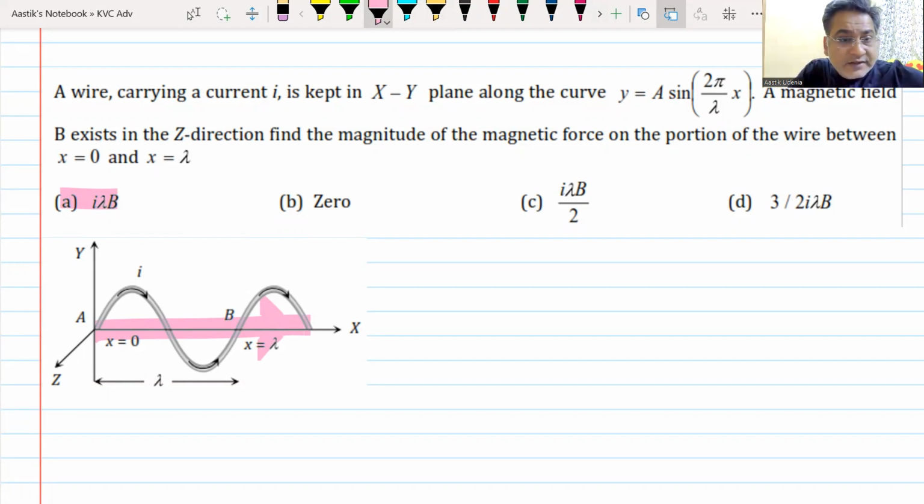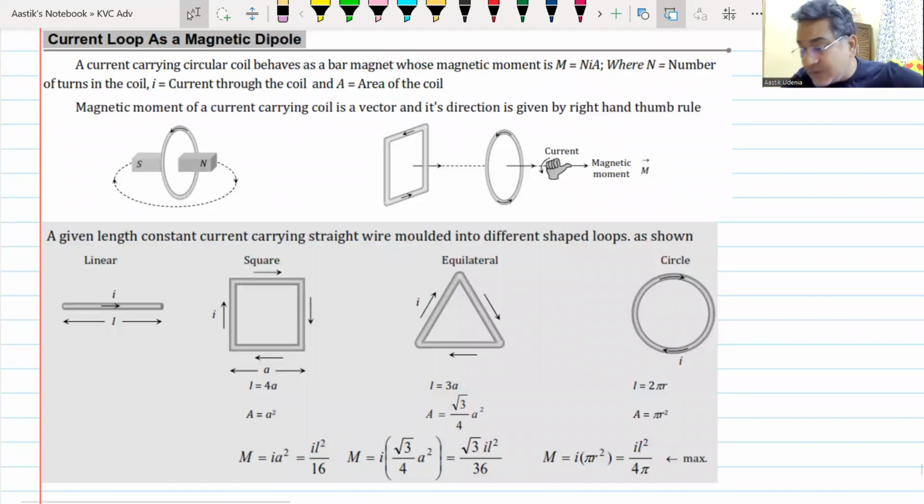Then you move on to the next topic, which we have already covered: current carrying loop as a magnetic dipole. Do we remember this? Yes, sir. A current carrying wire or loop produces a magnetic field, so it can behave the same as a dipole. How do you find the dipole moment? NIA. Do we remember this?